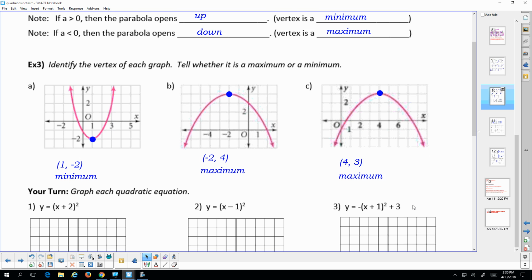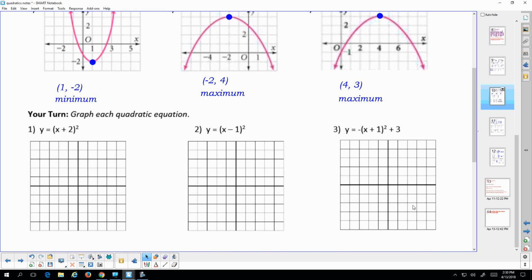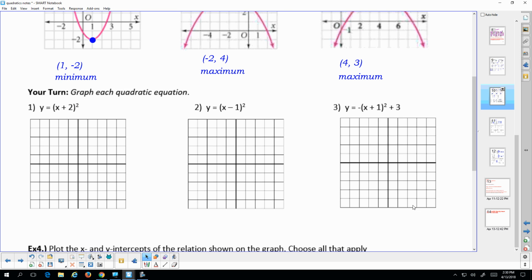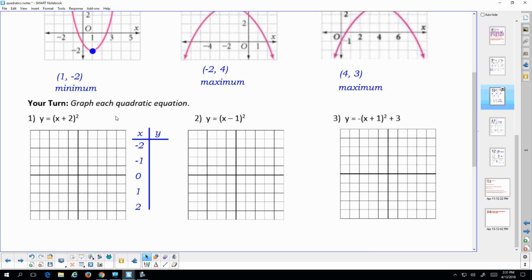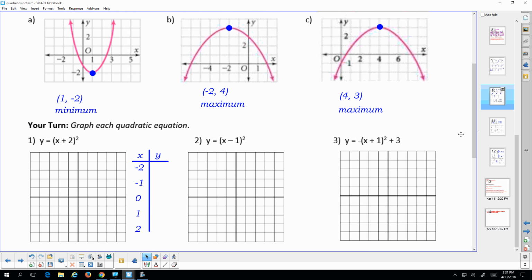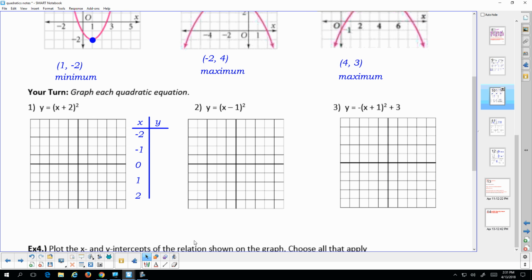So just a little bit of practice with graphing the equations. You're going to try graphing some of these quadratics. So do a table of values, an XY table, and then I'd pick some X values, like what we did on the first page, -2, -1, 0. Pick enough X values so that you can actually see the U shape, like you did on the first page. So take a moment to do that.